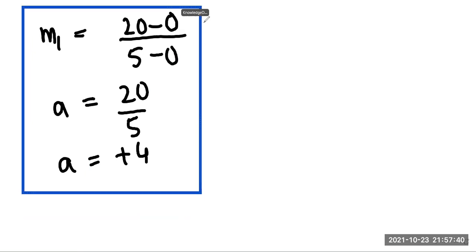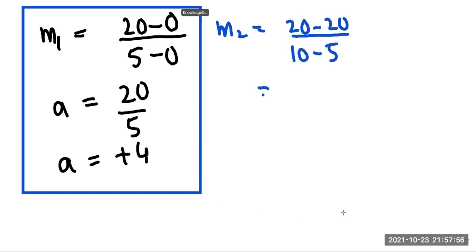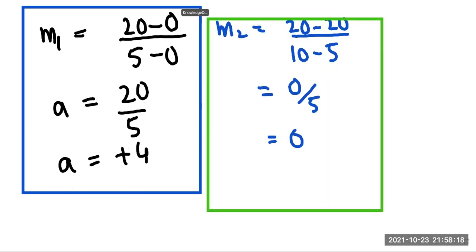Okay sir. So now let's consider the second part. For the second part, m2 would be equal to y2 minus y1 over x2 minus x1. So the gradient of the second part is 0. It means whenever the object is moving with a constant velocity, its acceleration would be 0.